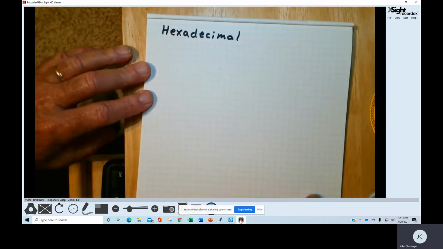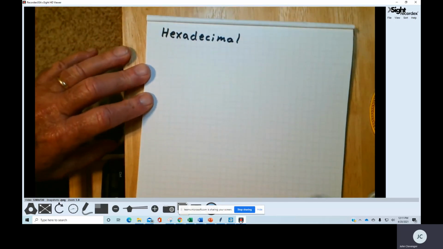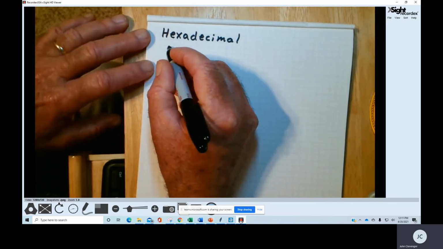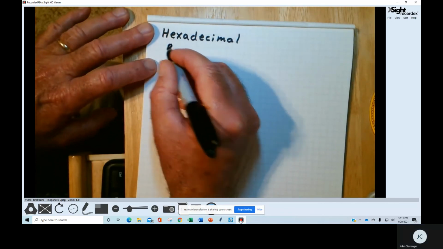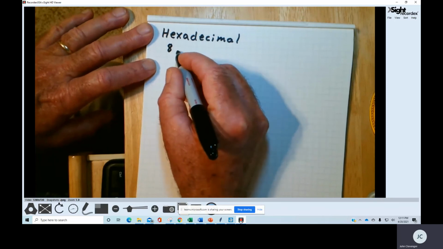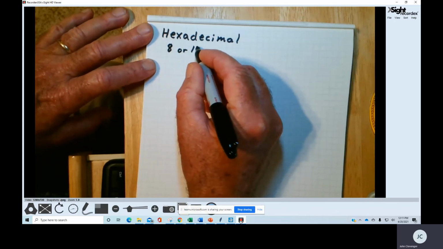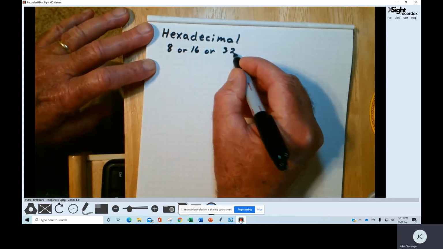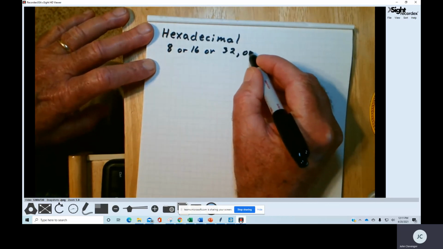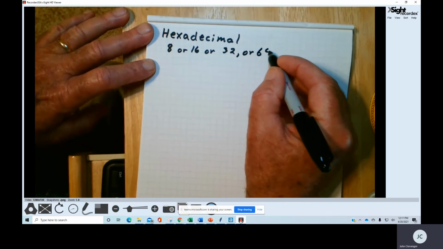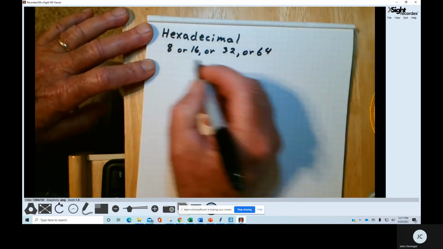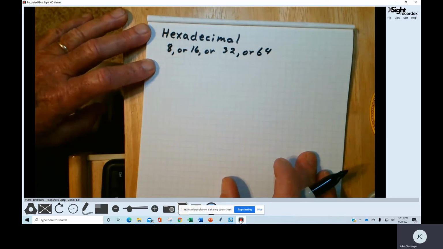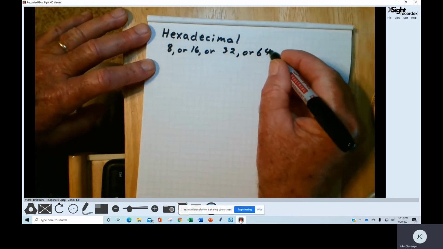Now, most of our computer systems operate on digital values in groups of 8 or groups of 16 or groups of 32 or groups of 64, and even in some cases groups of 128.